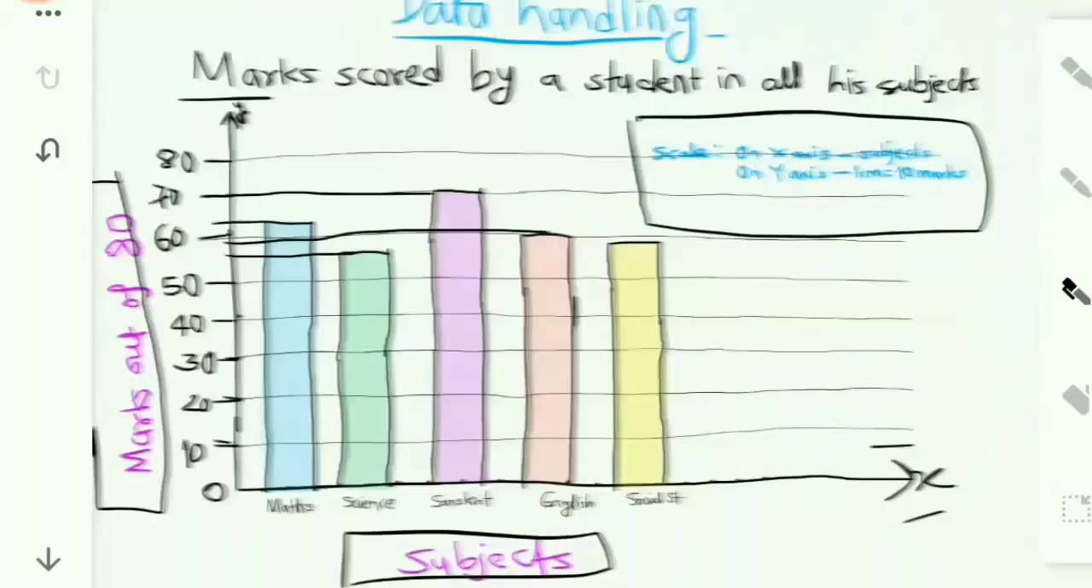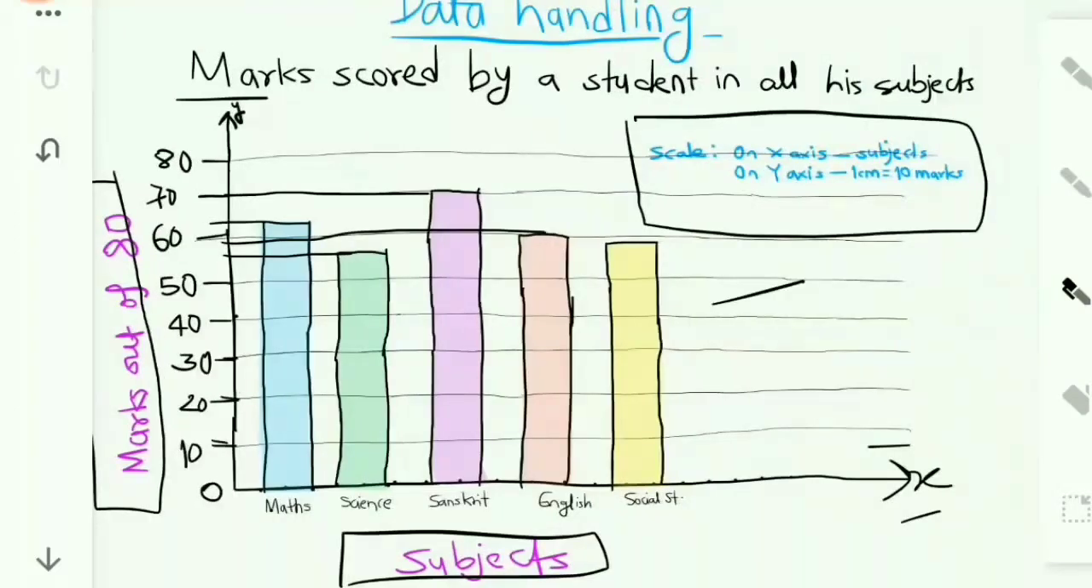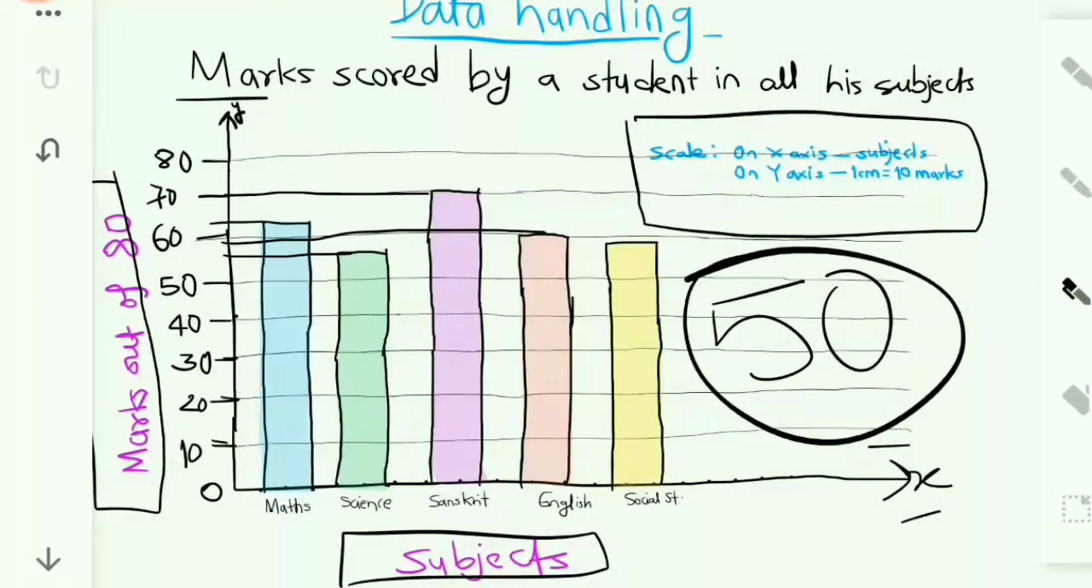Okay. So what if I have 50 such students? Do I represent their information in 50 such graphs? No. We have 5 subjects. So we can represent all of their information in just 5 graphs. Let's see how.